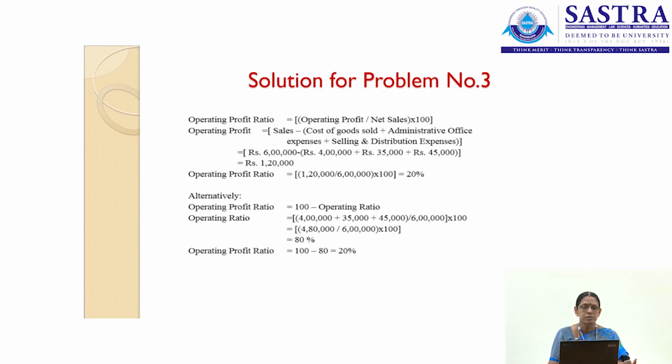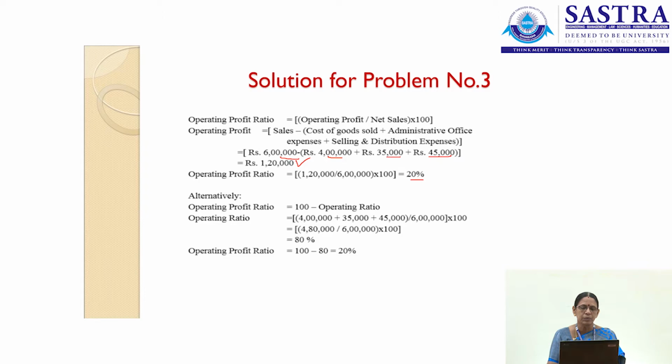Whenever we say operating profit ratio, it is operating profit divided by net sales into 100. Sales minus cost of goods sold and your operating expenses. That is 6 lakhs minus 4 lakhs, 35,000 and 45,000, we will get 1,25,000. So, operating profit ratio is 20%.